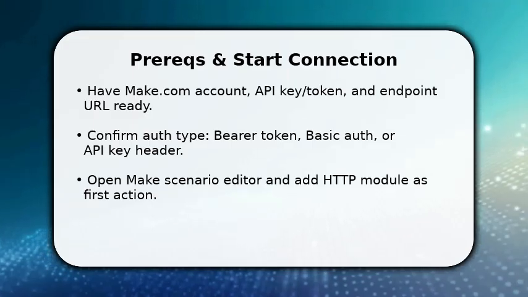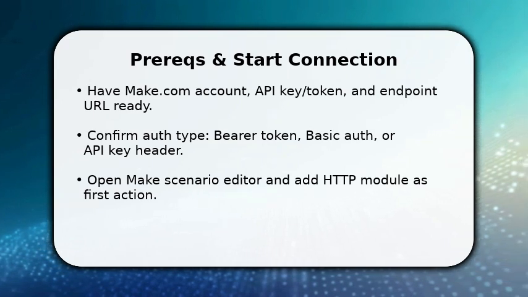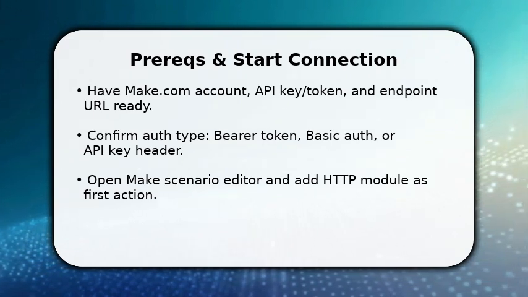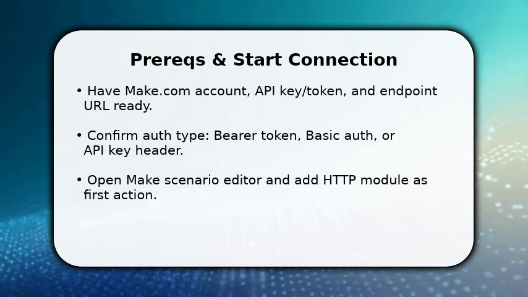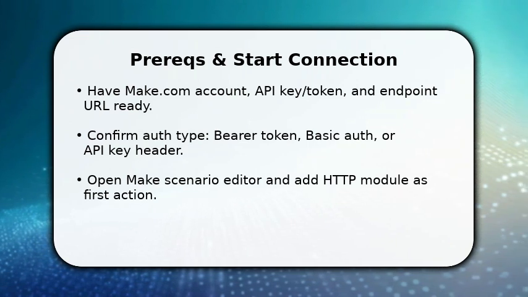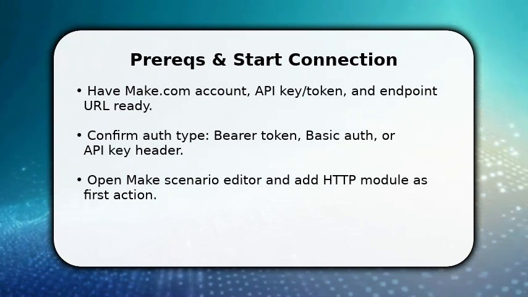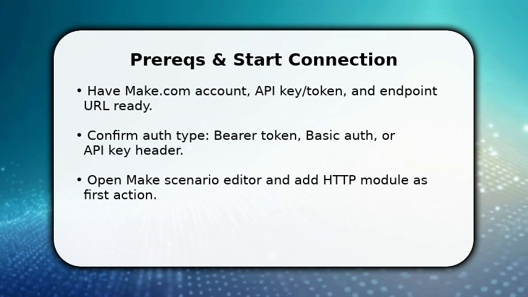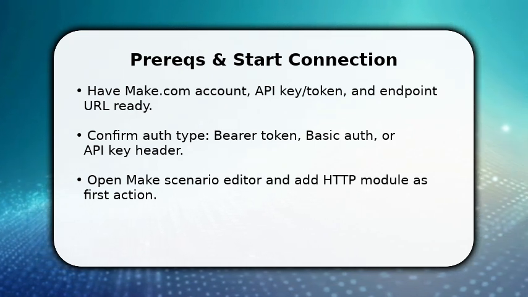You begin by collecting essentials: your Make.com account, the API key or token, and the endpoint URL right now. Once done, identify the auth method the API uses, bearer token, basic auth, or API key header, because Make needs that choice immediately. Next, open Make and create a new scenario.